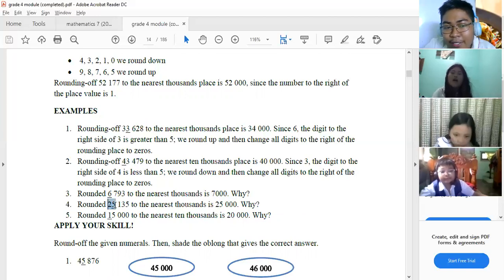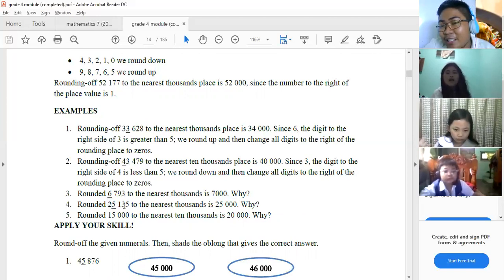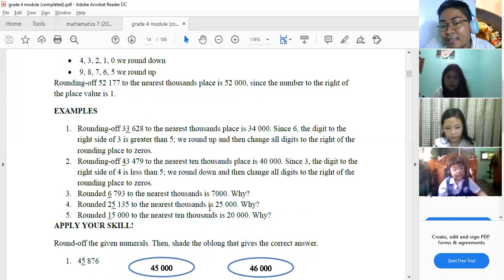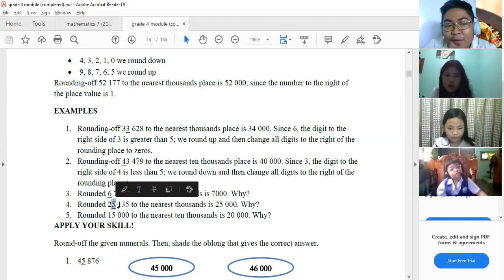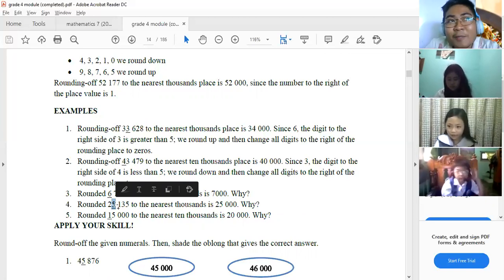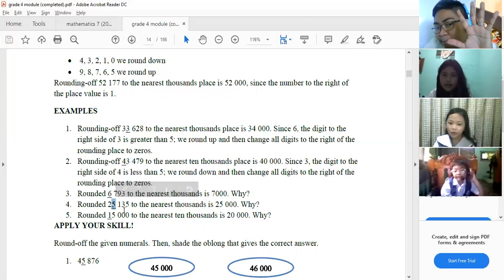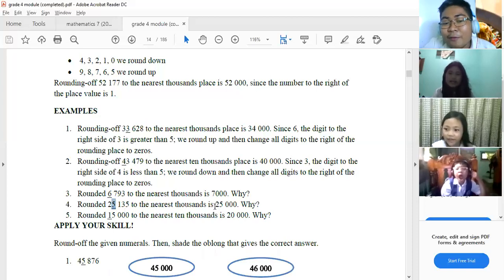How about number 4? We have 25,135, to the nearest thousands again. We have 5. What is beside it? Is it round up or round down? Round down. Do we add 1 or not? No. Therefore, we stay at 5. The answer is 25,000.